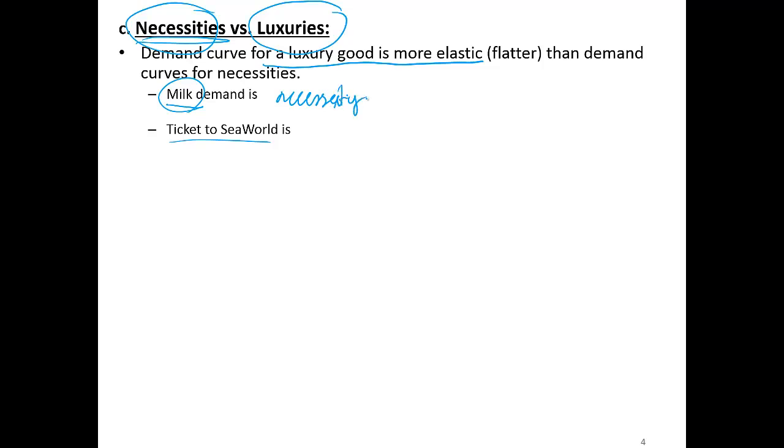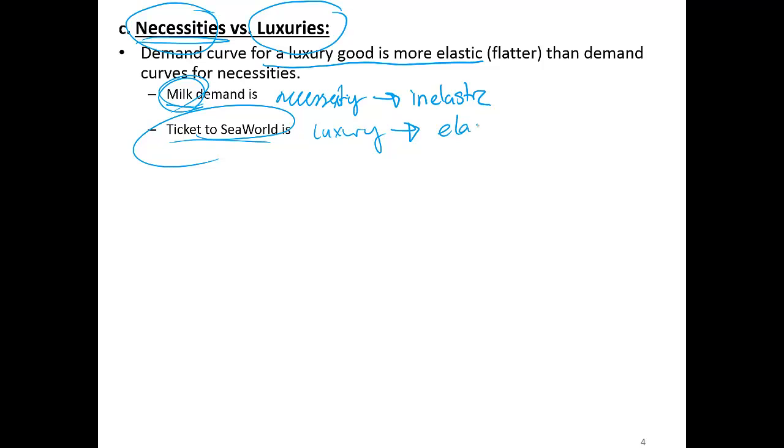Necessity. Okay, a ticket to SeaWorld is more like a luxury. I'm not gonna die if I don't see Shamu or Tilikum, right? But if I don't drink milk, I know I may get osteoporosis when I'm older. So if a product is a necessity, it has relatively more inelastic demand.